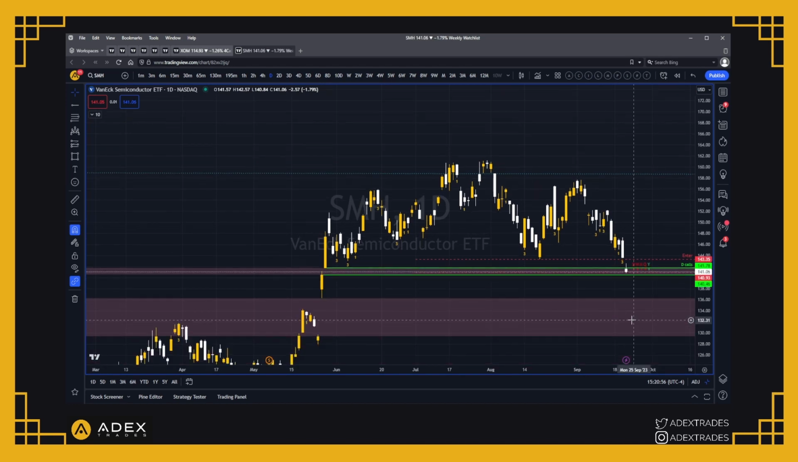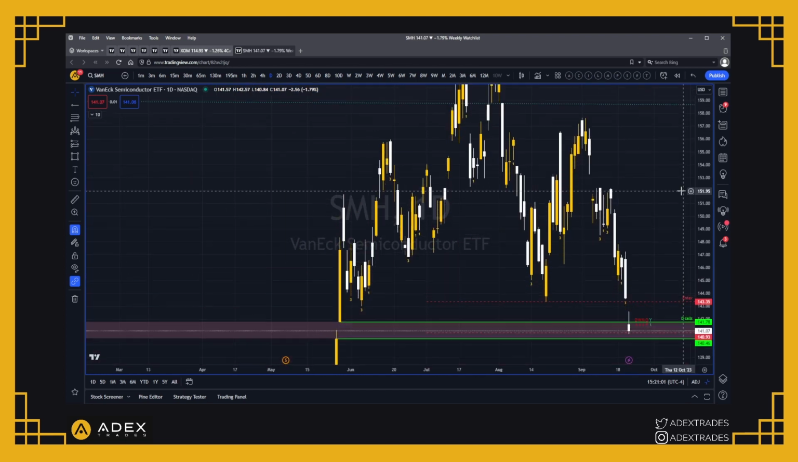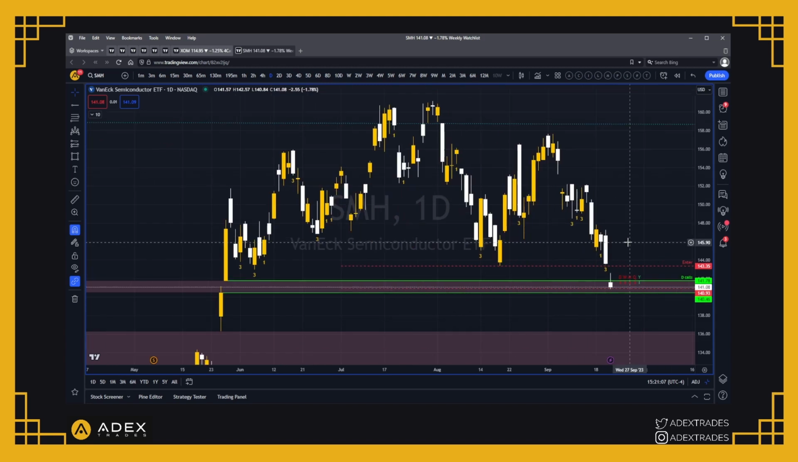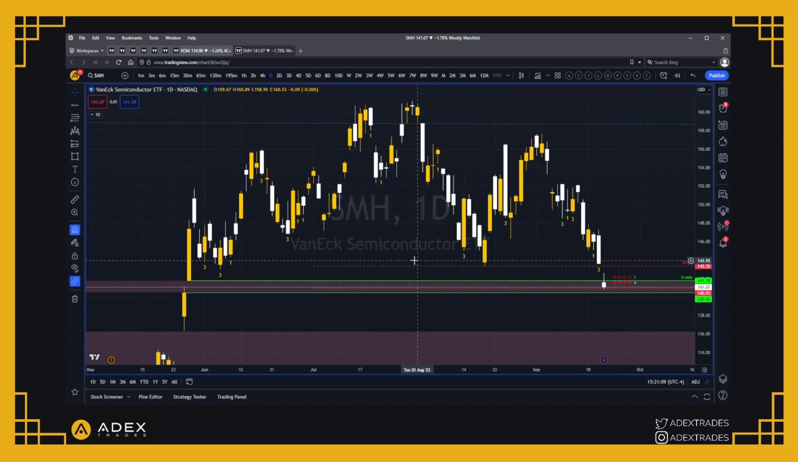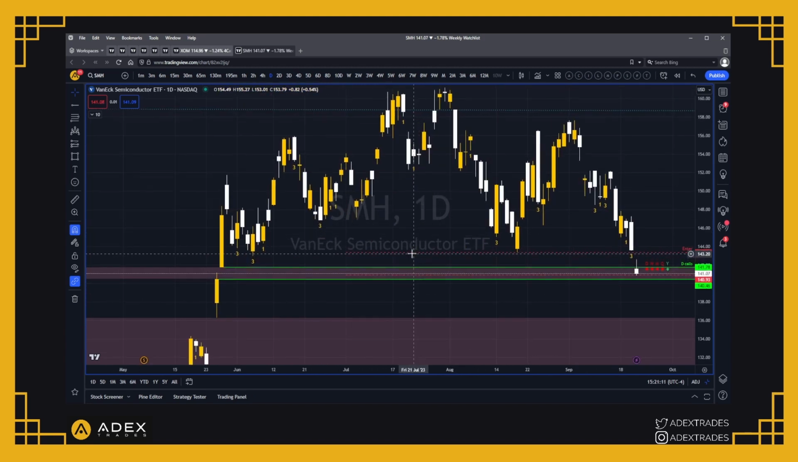I also wanted you guys to have a bullish thesis as well. What was a bullish thesis, at least for me, coming into today? You guys talked about the demand zone for SMH. True, you are right. That demand zone was around this 142, 143 level.